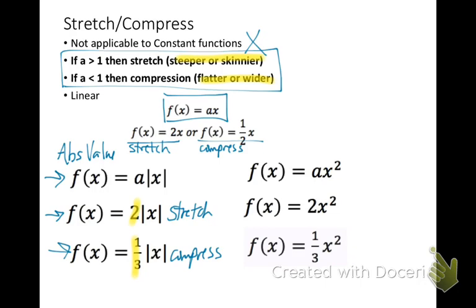This is just the same for quadratic. In your quadratic box in that column, f of x equals a times x squared. If the a value changes to a number that's greater than 1, like 2, this is going to be a stretch. That U-shaped graph will be skinnier. And if it's a fractional amount, the U-shaped graph will be wider. It's a compression.